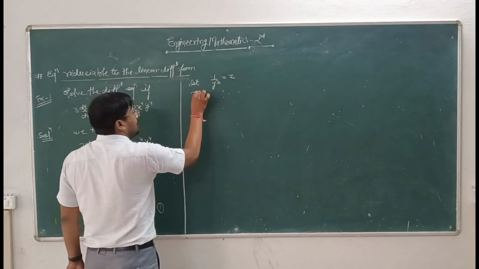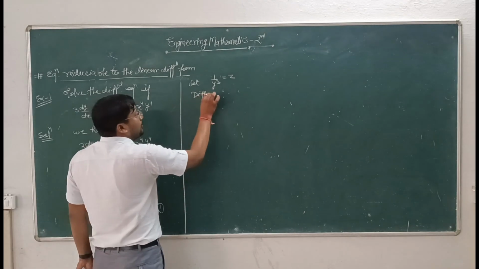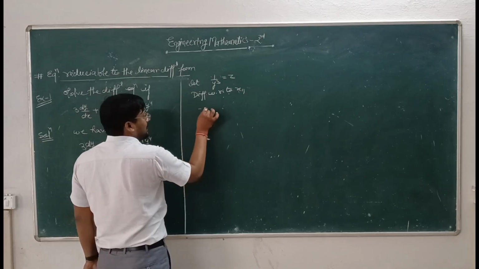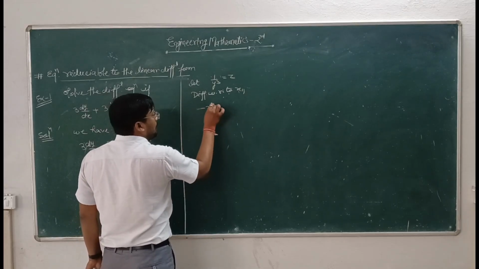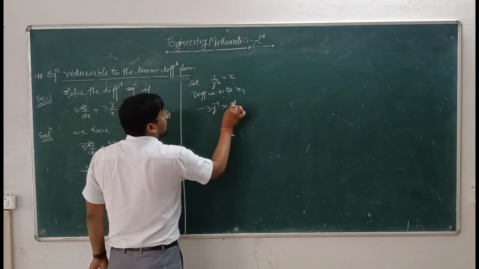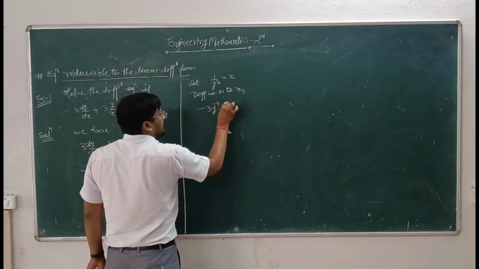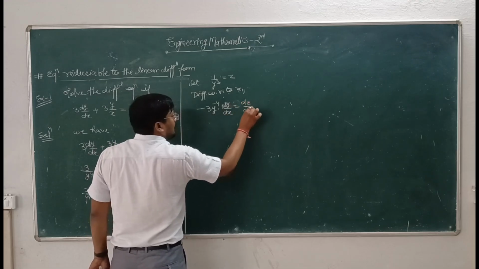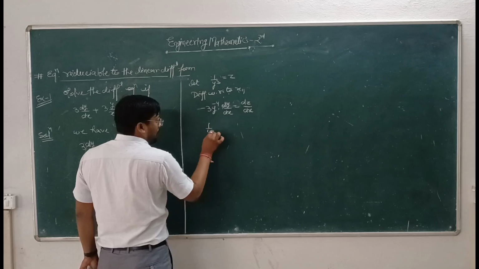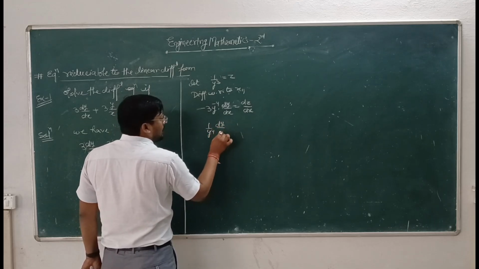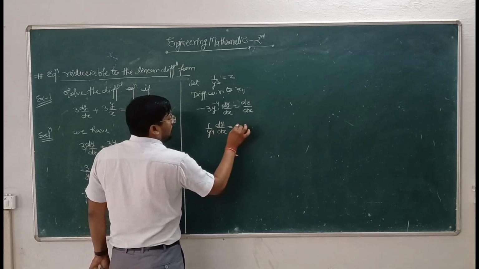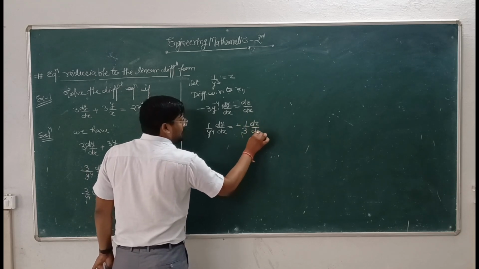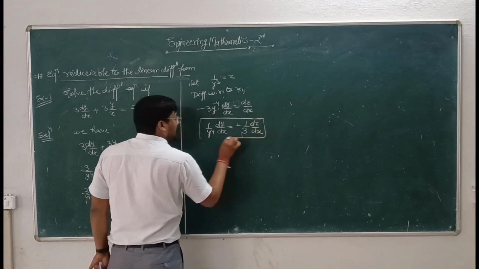Now differentiating with respect to x, you can write minus 3 y to the power minus 4 into dy/dx is equal to dz/dx. Now you can write 1 upon y to the power 4 dy/dx is equal to minus 1 upon 3 dz/dx.